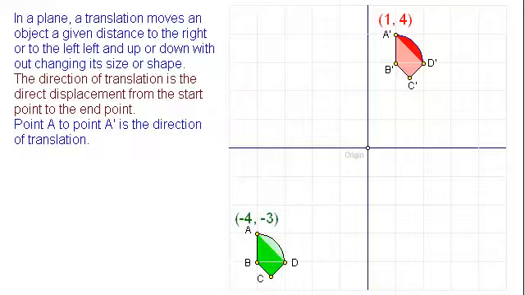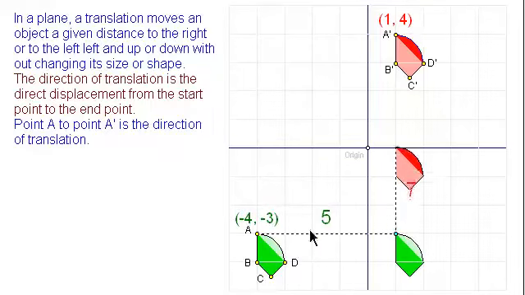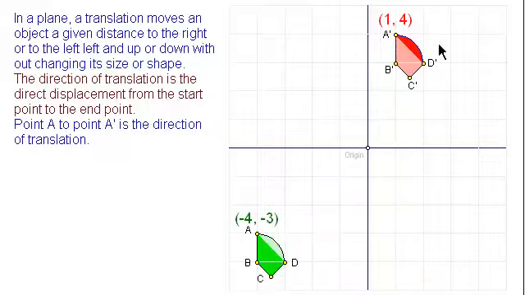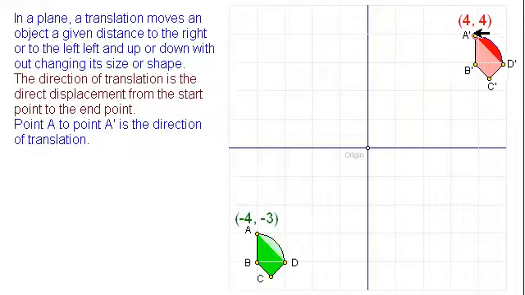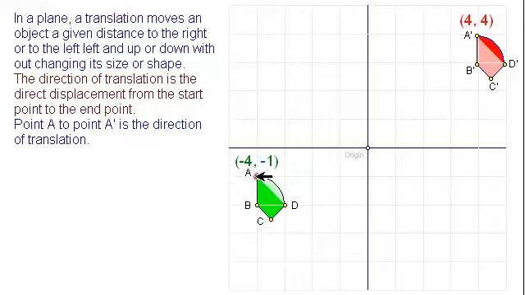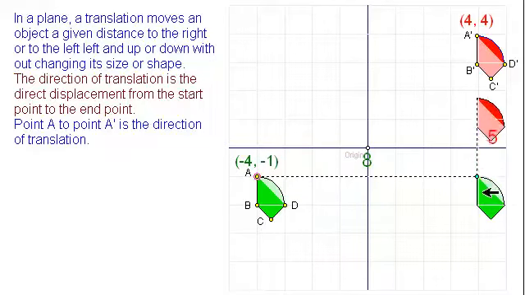So I'm going to move the green one, and you can see it is moving 5 units and then going up 7 units. So this is the translated figure. What happens if I change the position? If it is here and this one is here, let us count this way. It is the same thing. We can see it is 8 units horizontally to the right and then 5 units up.